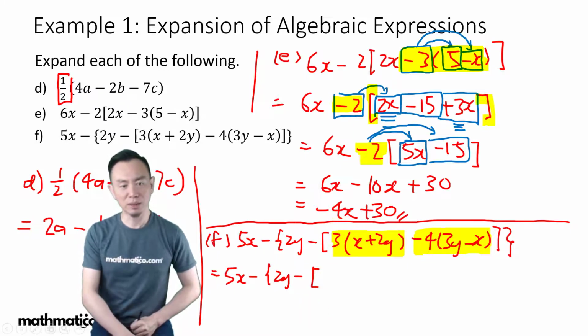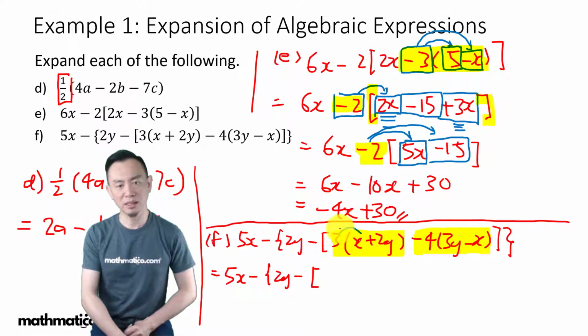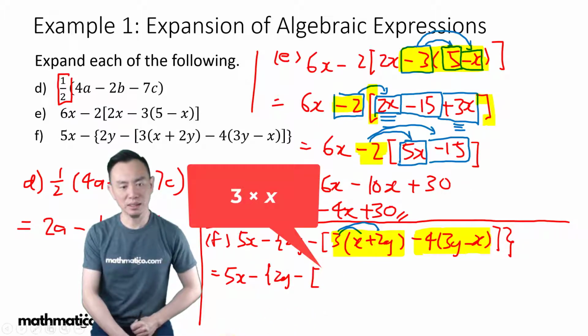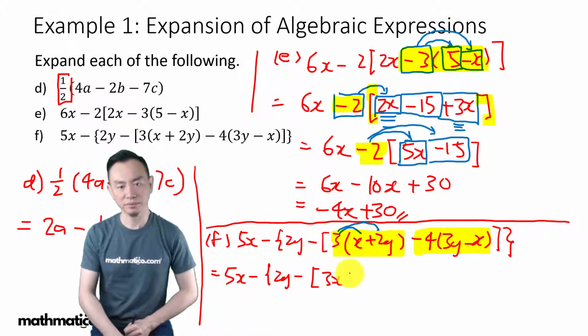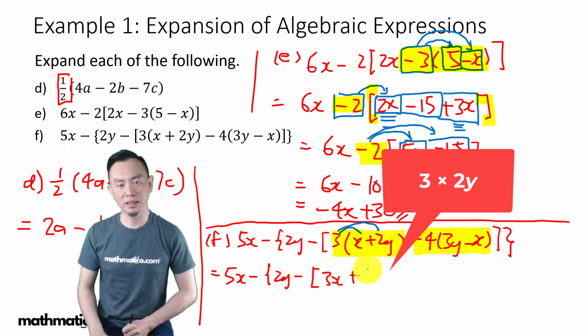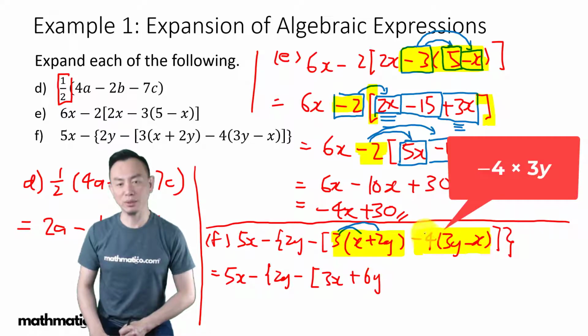And over here, we're going to multiply in. So we have 3 times x, 3 times 2y. 3 times x is 3x. Plus 3 times 2y is 6y. Negative 4 times 3. Okay, watch out always for this negative sign.